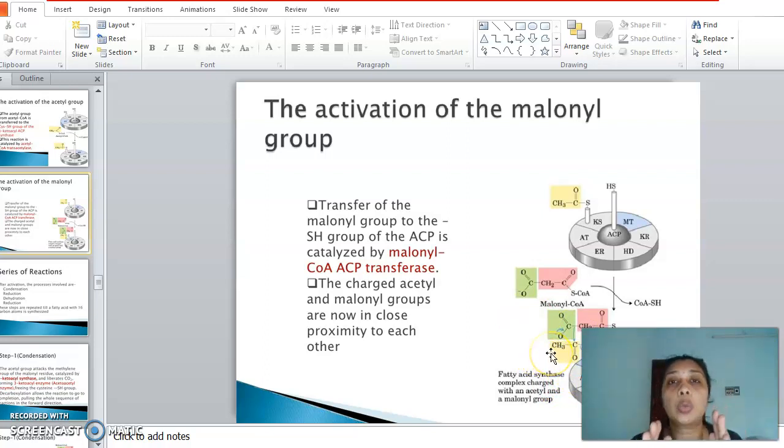So the central thiol group of monomer 2 and the peripheral thiol group of monomer 1 are now occupied with the 2 raw materials. In the peripheral thiol group, we have the acetyl group. The central arm is now occupied with the malonyl group. Now we can carry out the condensation reaction.